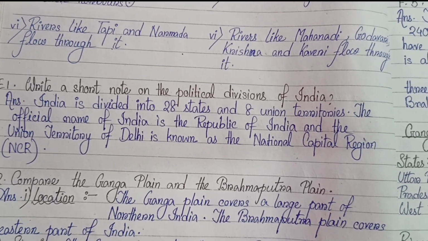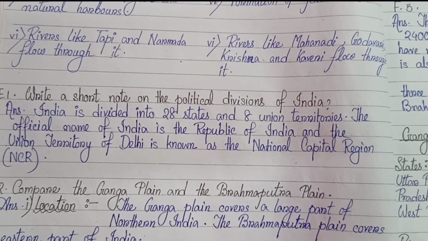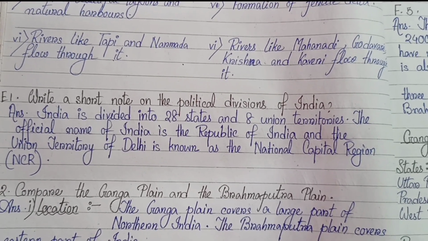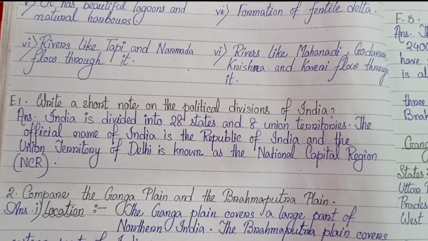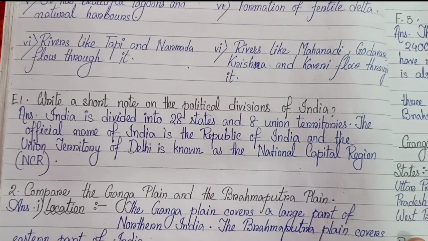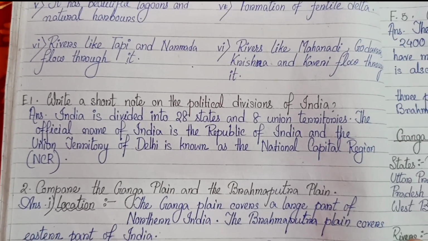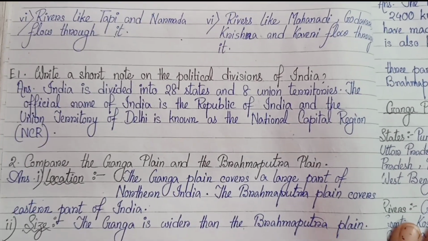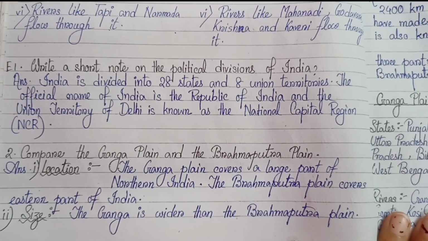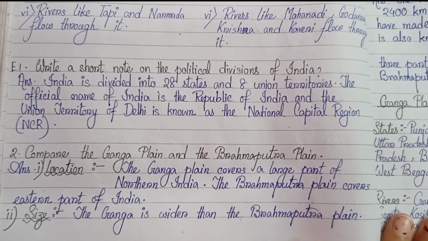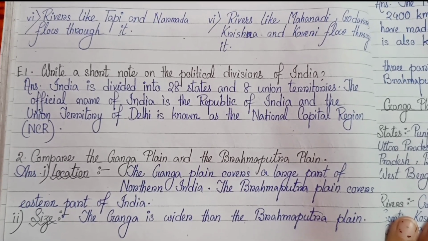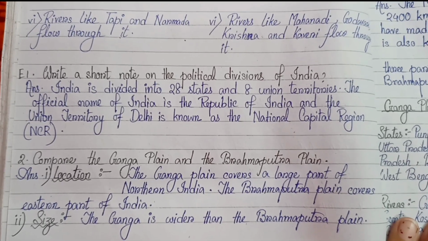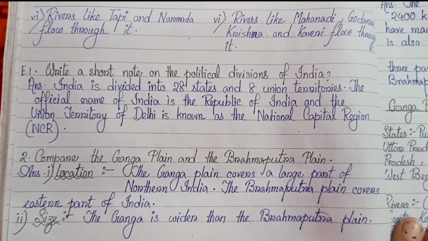India is divided into 28 states and 8 union territories. The official name of India is the Republic of India, and the Union Territory of Delhi is known as the National Capital Region (NCR). Number 2, compare the Ganga Plain and the Brahmaputra Plain. Number 1, location. The Ganga Plain covers a large part of northern India. The Brahmaputra Plain covers the eastern part of India.